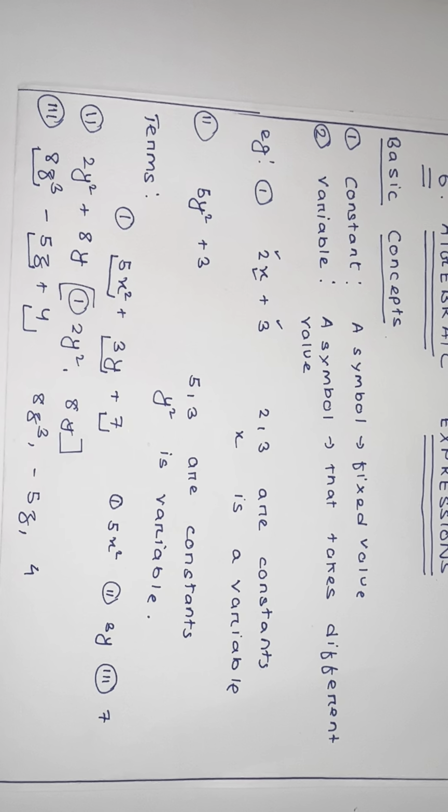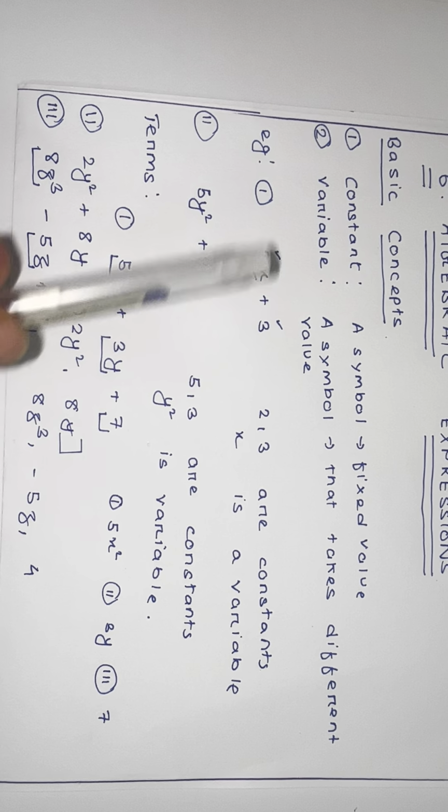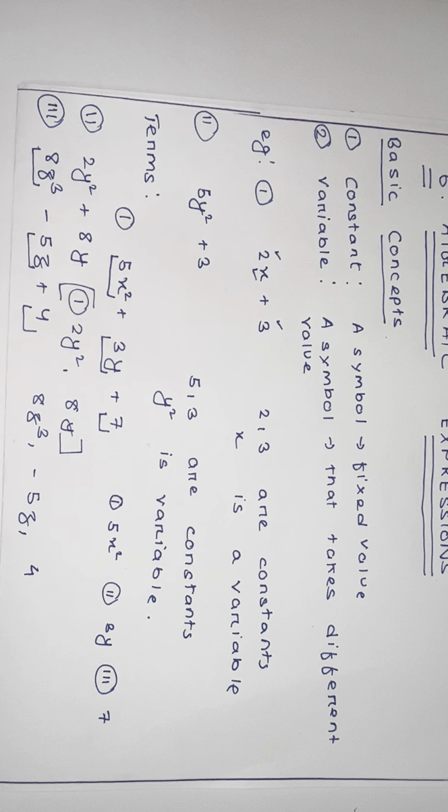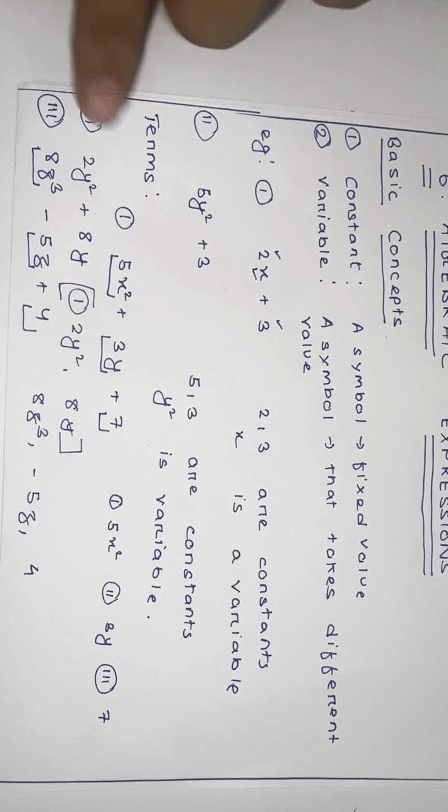So from the first part, we have learned two things. First, constants have a fixed value, which means the numbers we use are constants and letters are variables. And terms are separated by plus or minus signs. In the first algebraic expression there are three terms: 5x square, 3y, and 7. In the second there are two terms: 2y square and 8y. And in the third there are three terms: 8z cube, minus 5z, and 4. Now we'll go to our next concept.